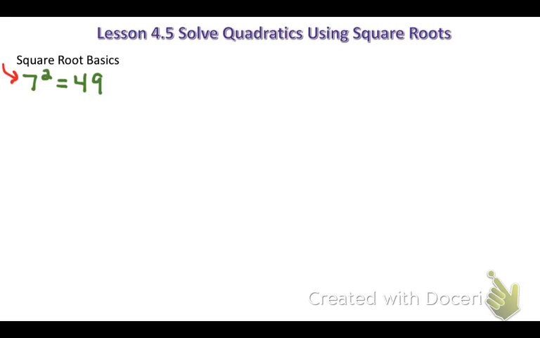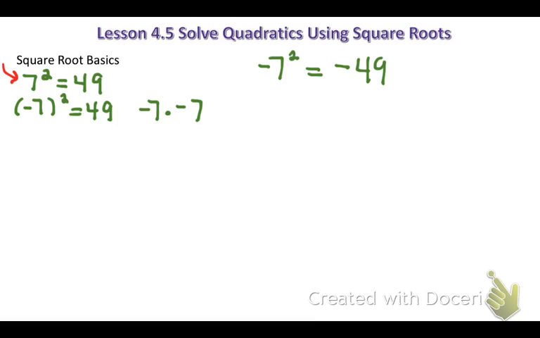We could also have negative 7 squared equals 49, because that is saying negative 7 times negative 7. What we cannot have is negative 7 squared, with the exponent applied only to the 7. That would equal negative 49, because the exponent of 2 is only applied to the 7. So this is not the same as these two.